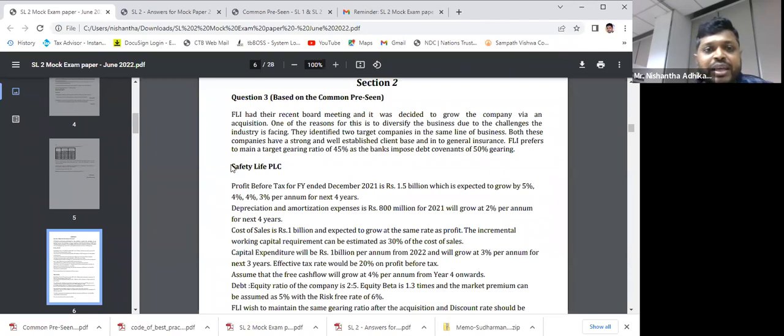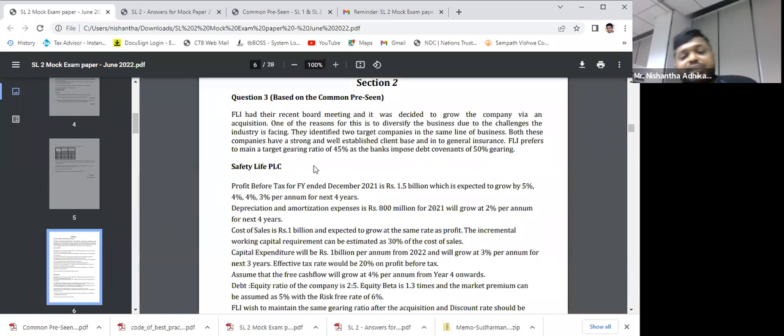We'll read quickly. FLI had their recent board meeting and it was decided to grow the company via an acquisition. That is how you are going to expand the operation. One of the reasons is to diversify the business due to challenges the industry is facing, because you can remember, you are in the insurance industry. They identified 2 target companies in the same line of business. Both these companies have a strong and well-established client base in general insurance. FLI prefers to maintain a target gearing ratio of 45% as the banks impose a debt covenant of 50% gearing.